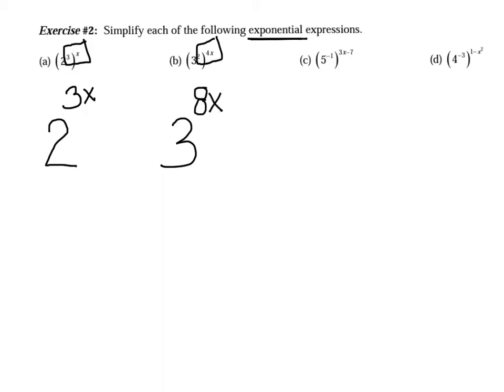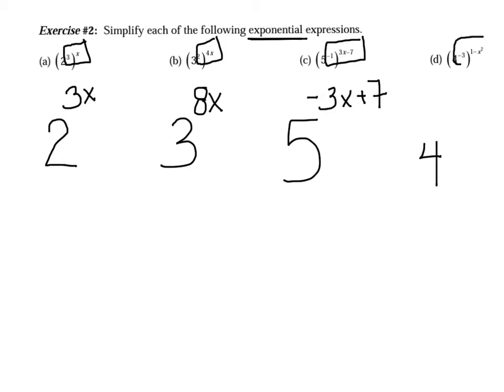All right, C, keep the base. Power to a power is multiply. Now be smart here. Make sure you multiply that whole thing by -1. I'm going to say that's -3x, don't fall for that bear trap, plus 7. Make sure you multiply the whole exponent. Same idea in D here. I'm going to keep my base of 4. Power to a power. You've probably done it before, I have here. Just multiply, so I get -3 plus 3x squared.